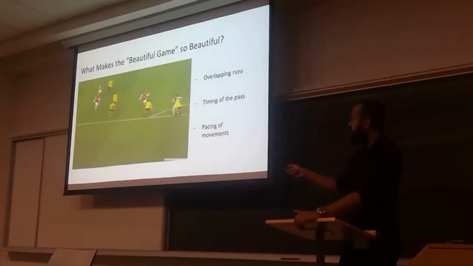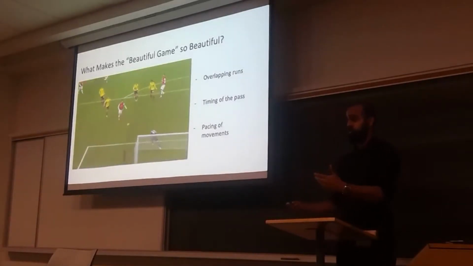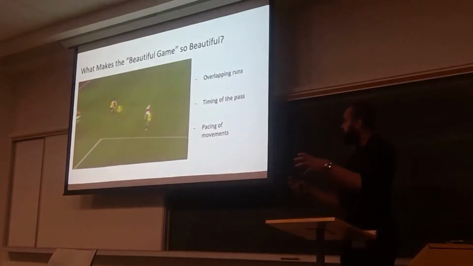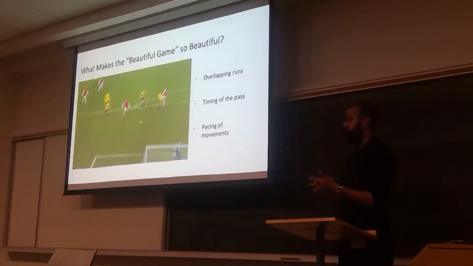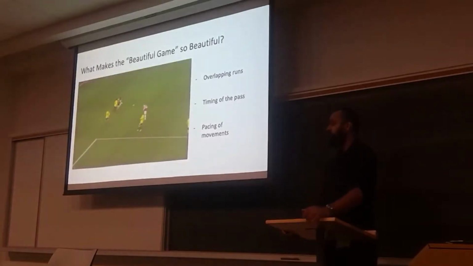There's a movement off the ball, the timing of the pass. There is also the pace of the movement, when the players stop, start, go, change speed, change direction. And so all these things have to come together in a very coordinated fashion. How can we begin to analyze and understand what teams are actually doing?